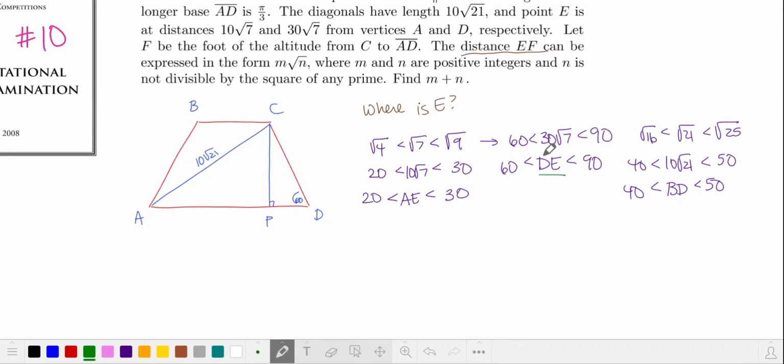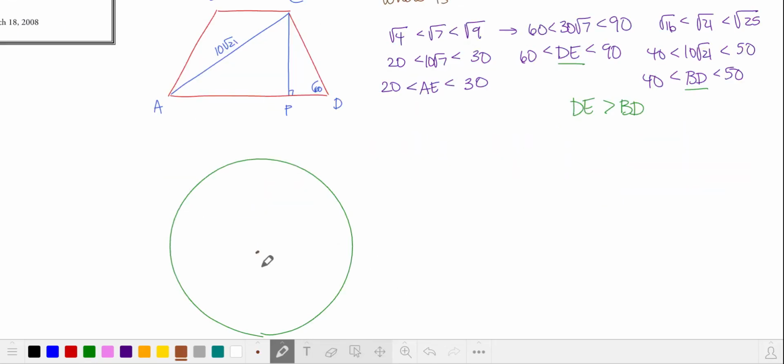Here, if we compare the distance from D to E and the distance from D to B, we have that E is farther away from D than the diagonal of our isosceles trapezoid. This is going to be a circle that has D at its center, and the radius is 30√7, so that means E is somewhere on this green circle.